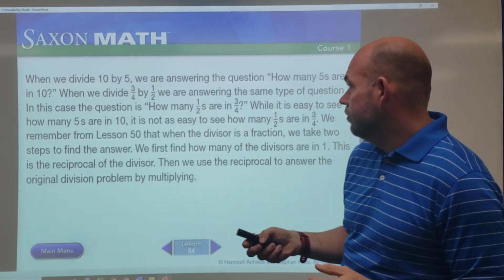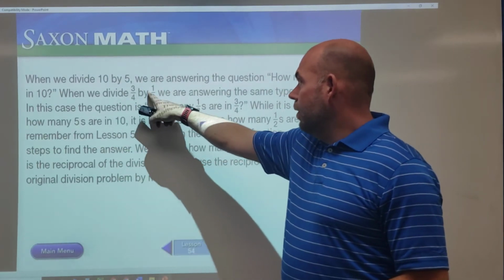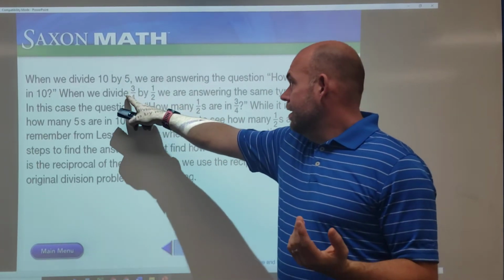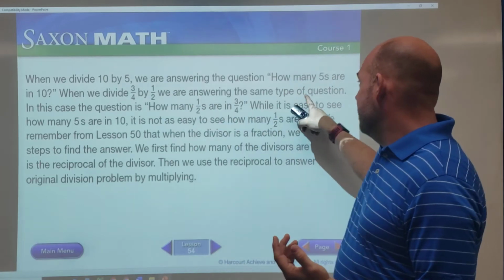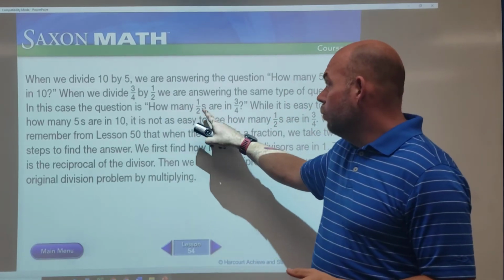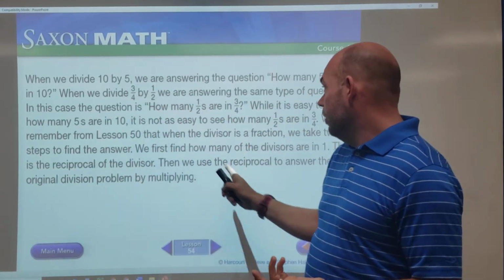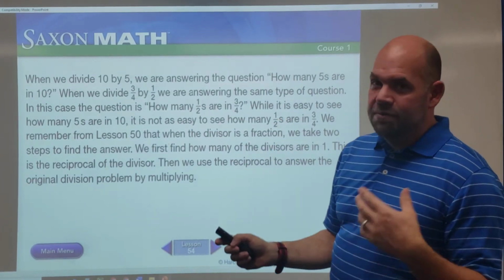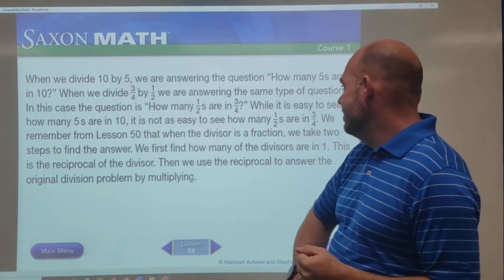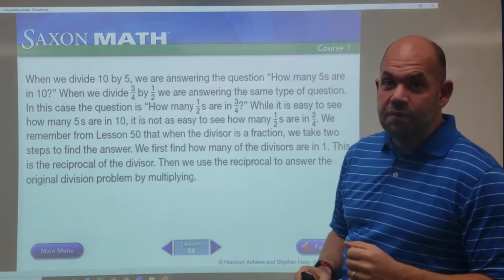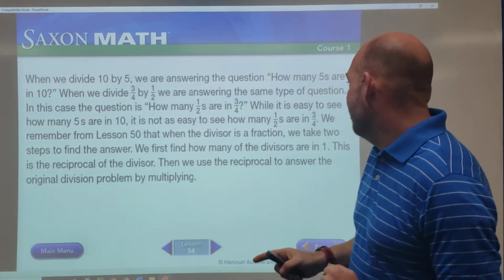That totally makes sense. When we divide 3/4 by 1/2, we're doing the same thing. We're answering the same type of question. How many 1/2s are in 3/4? It's easy to see how many 5s are in 10. It's not quite as easy to see how many halves are in 3/4, although we're going to show you what that looks like here in a minute.